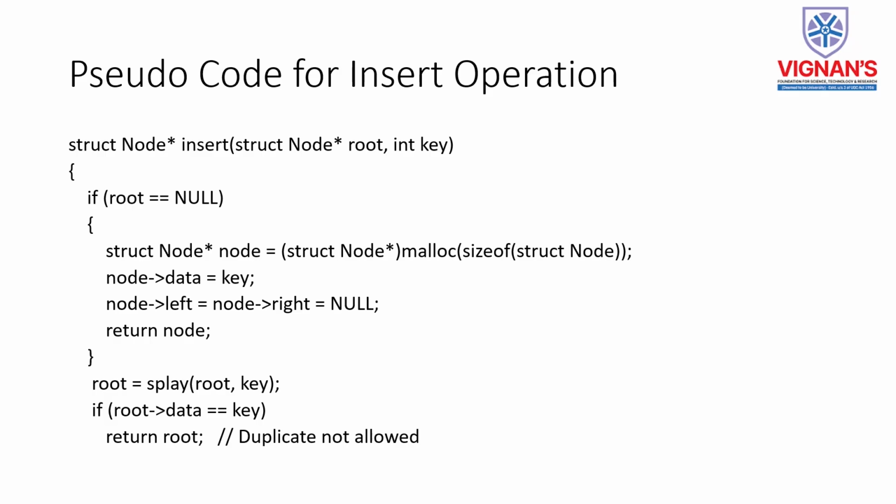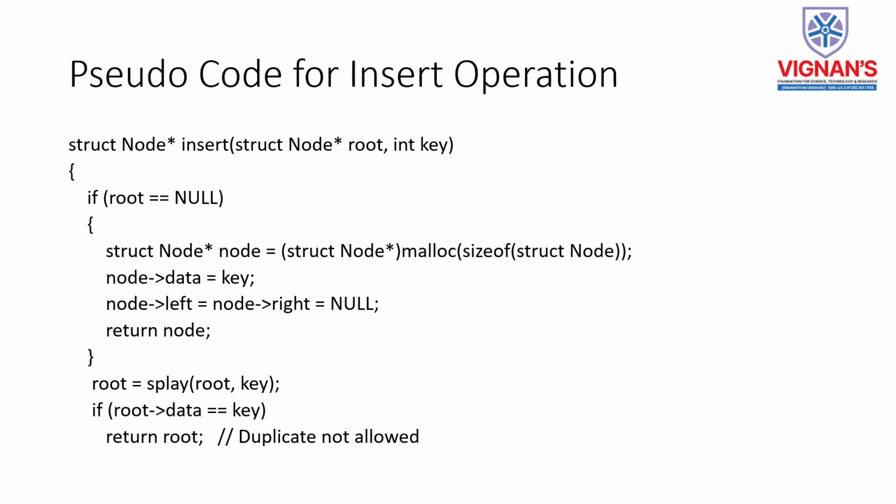Step 7, if the tree is not empty, we do root = splay(root, key). This brings the key to the root if it already exists, or brings the closest node near it to the root. Step 8, now we check if root data equals the key. If yes, it means the key is already present. Step 9, so we return the root and stop, because duplicates are not allowed.